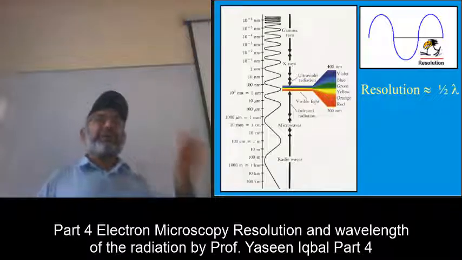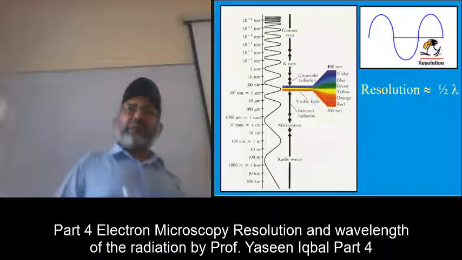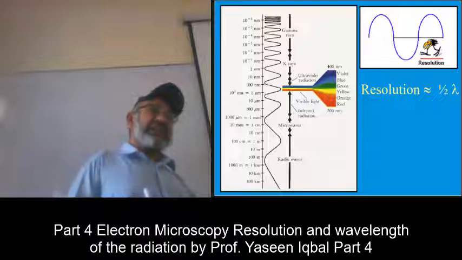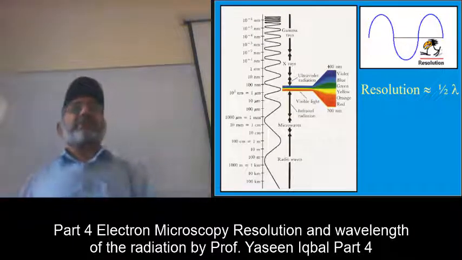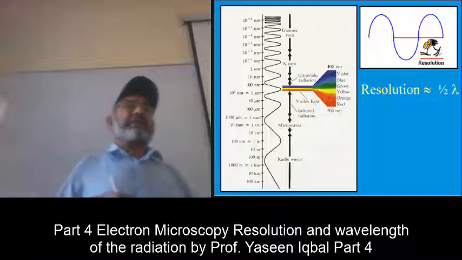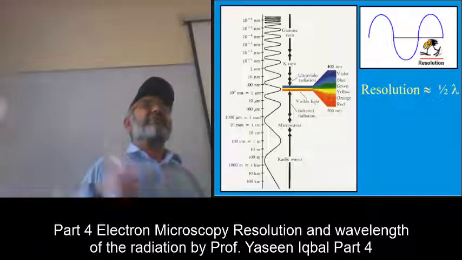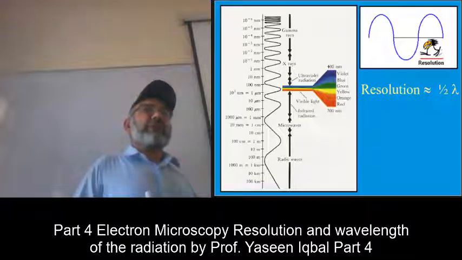Now, if you do XRD of a material and you calculate the crystallite size using the Scherrer formula, and then you do transmission electron microscopy and look into the crystal size and they are not matching, then what will you do?